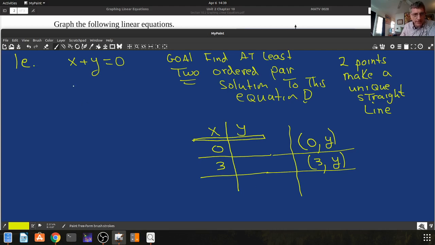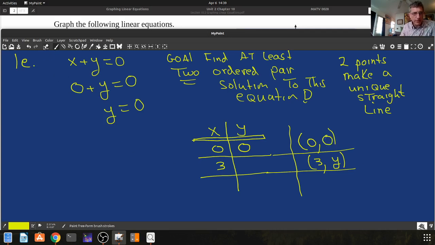So in this case, x is equal to 0. So solving for y, I get y is equal to 0. So it goes through the origin. So my corresponding value of y is 0, or my corresponding ordered pair is 0, 0. Because I just discovered y is equal to 0.